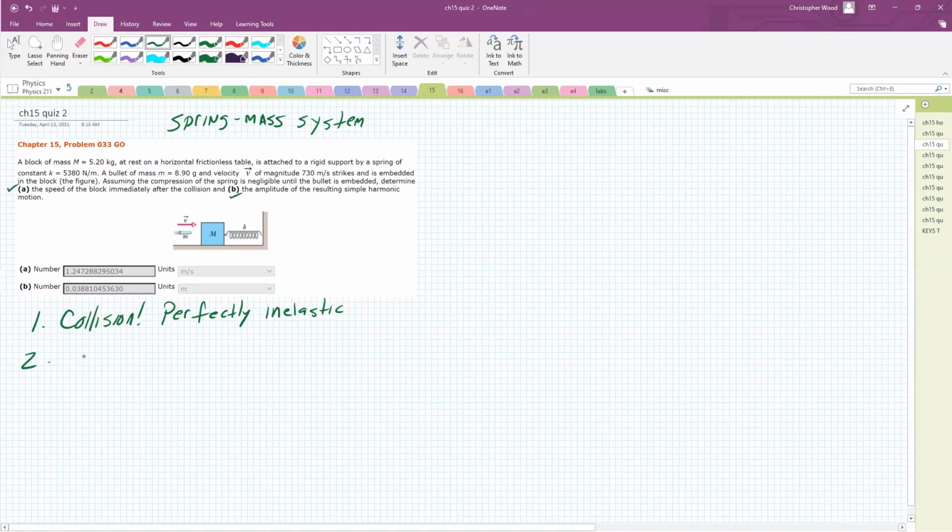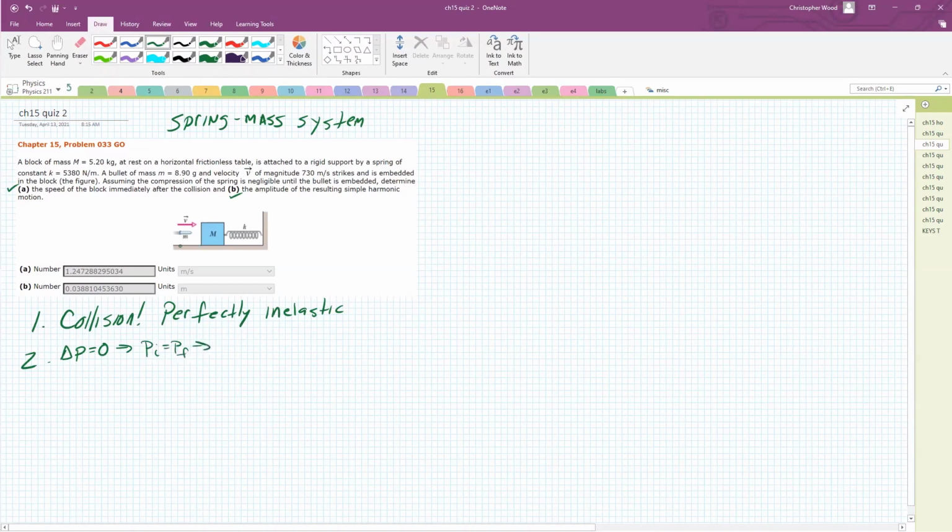Momentum is always conserved unless there's an external force, and there's no mention of one here. There are forces when the bullet crashes into the block, but they're opposite and equal, so they cancel each other out. Conservation of momentum says whatever the initial momentum is must be the same as the final momentum.